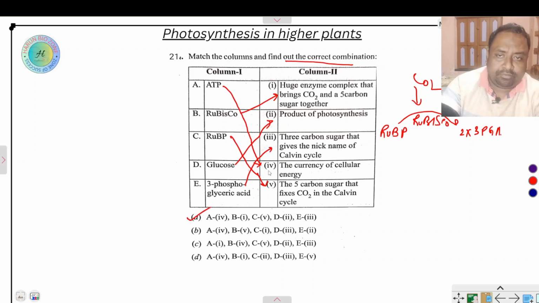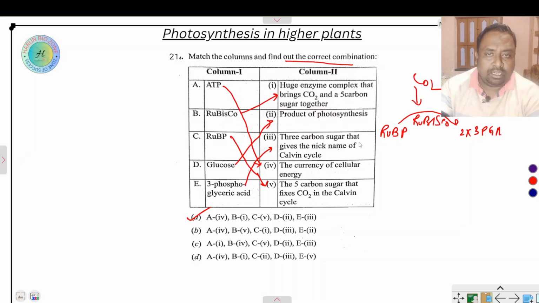A4, B1, C5, and D glucose product of photosynthesis 2, and E is the 3-phosphoglyceric acid, a 3 carbon sugar that gives the Calvin cycle its nickname, because of the 3 carbon sugar, it is called the C3 cycle.